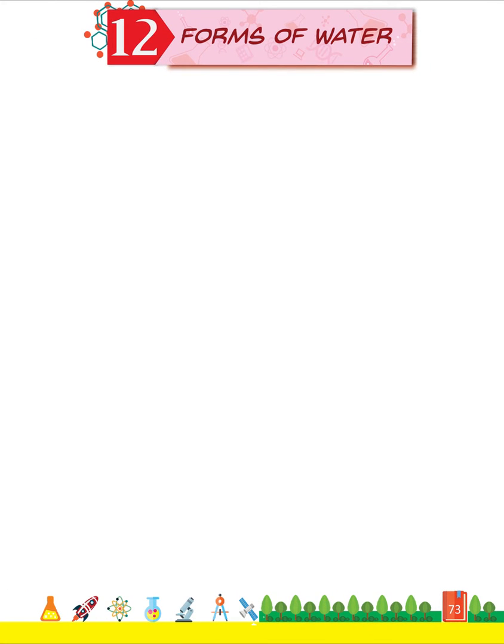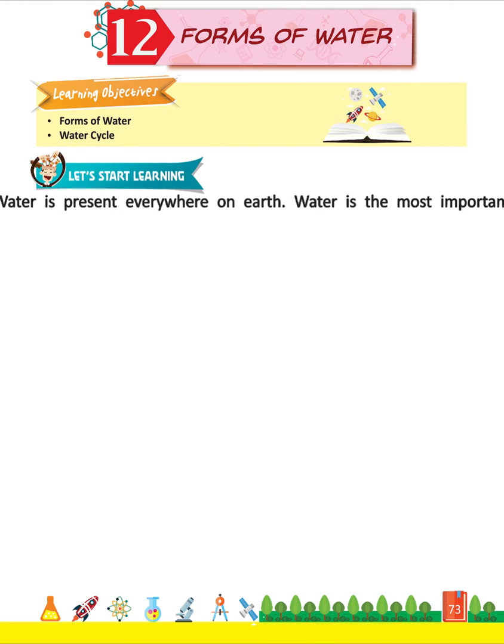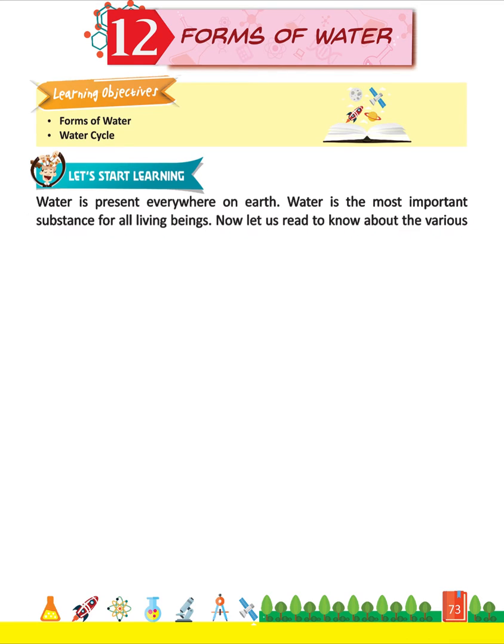Let's start Lesson 12, Forms of Water. Learning Objectives: Forms of Water, Water Cycle. Let's start learning. Water is present everywhere on earth. Water is the most important substance for all living beings. Now let us read to know about the various forms of water.